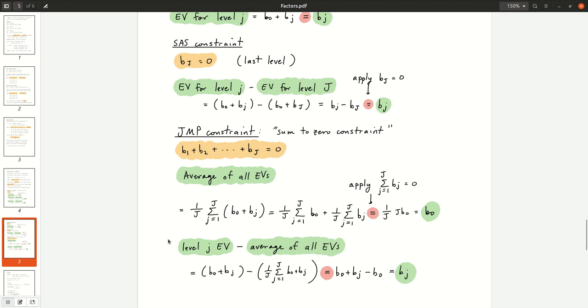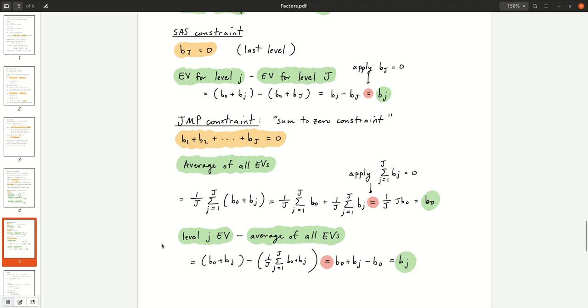And then to get the interpretation of the lowercase jth parameter, b sub j, we look at the expected value for level j minus the average of all the expected values. This is the expected value for level j. This is our anchor, this average. And if we apply this constraint, we already figured out that this quantity is equal to b sub 0. So this just becomes b0 plus bj minus b0, which is b sub j. So this is how you would isolate the b sub j parameter, and therefore it has this interpretation. It's the expected value for level j minus the average of all the expected values over all the levels in the data set.